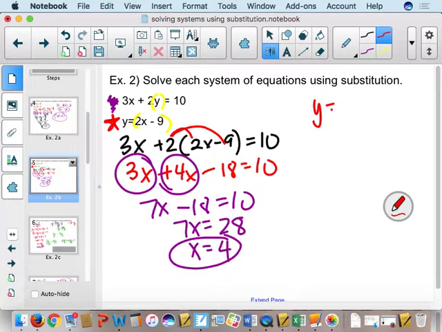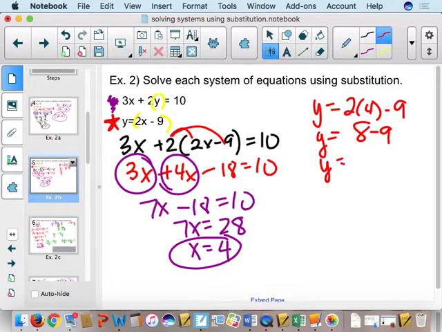And so y equals 2 times 4 minus 9. So that variable is all by itself. We're going to plug it into that one. 2 times 4 is 8. 8 minus 9 is -1. So then my final answer as an ordered pair is 4, comma, -1.